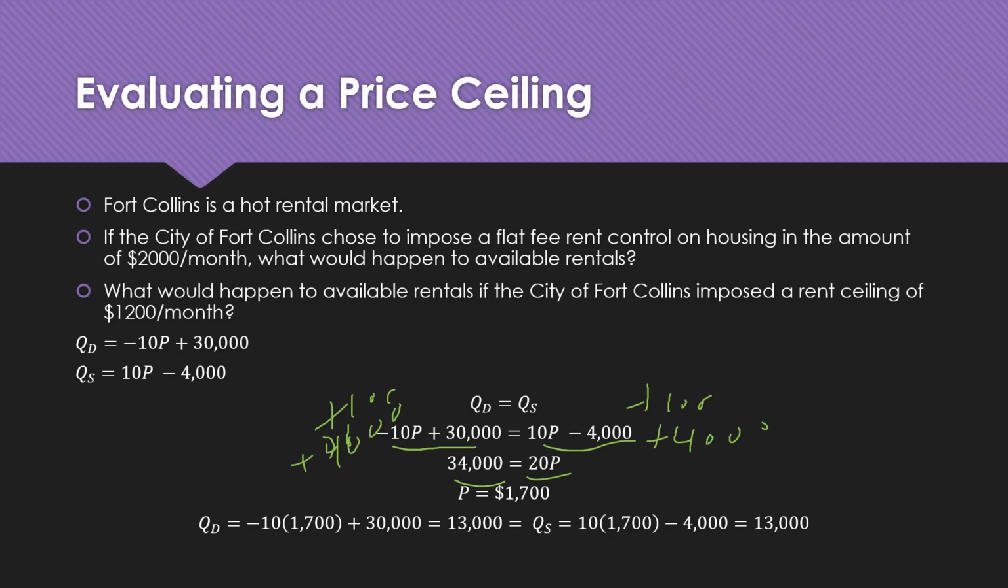We plug that 1,700 into the original equations. We can either do it here or we can do it here, and we get that 13,000 apartments are available for rent in Fort Collins based on this market equilibrium price of $1,700. So, with that information, we now know that if we charge $2,000 a month as our cap, nothing will happen in the first example. If we impose a rent ceiling of $1,200 a month, then something will happen. What is that something? Well, we'll find out.